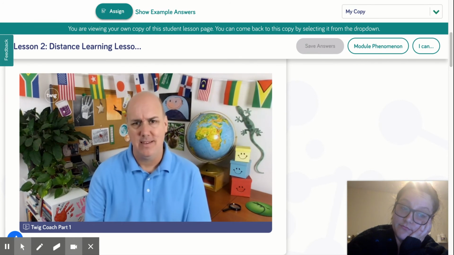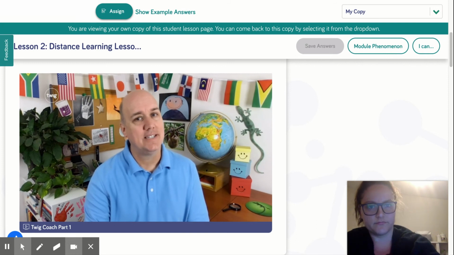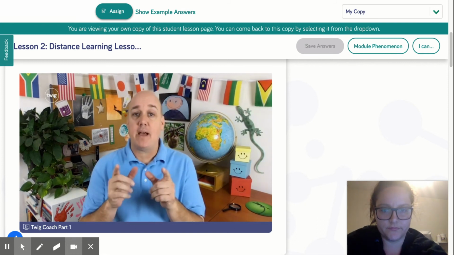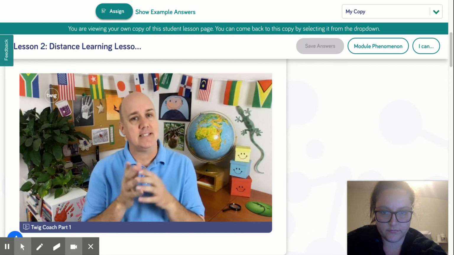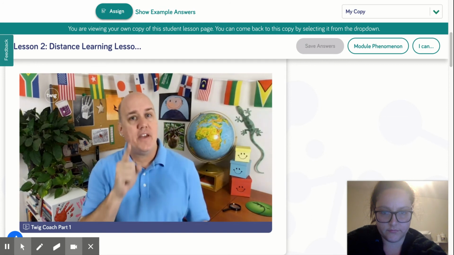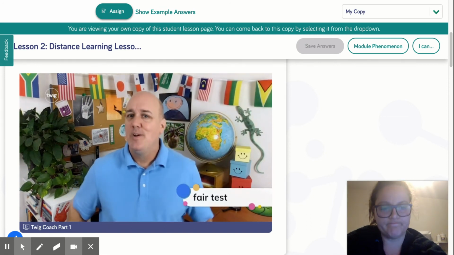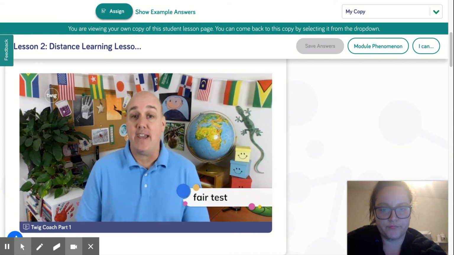Wow. Before we head over to the Twig Science Lab, we need to talk about how scientists carry out their tests to ensure that they are fair tests. What comes to mind when I say the word fair?